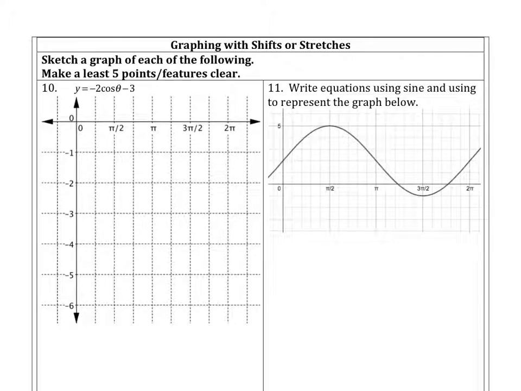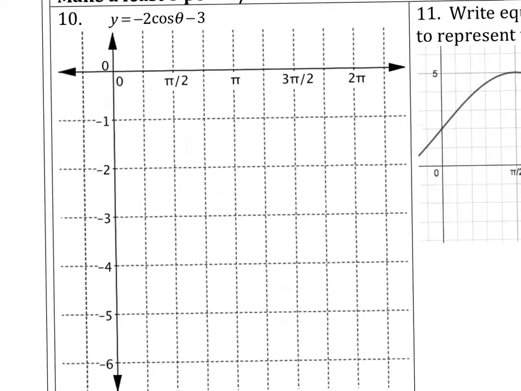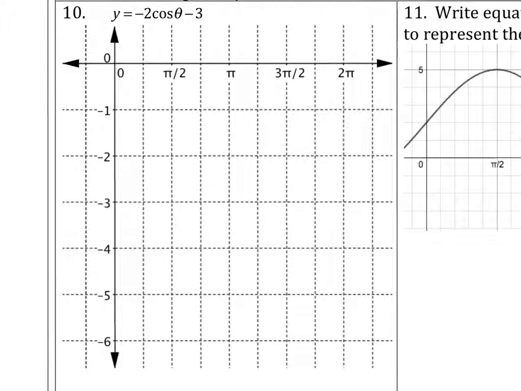Next up, we got some graphing stuff. All right. Looking at negative 2 cosine theta minus 3. I'm going to graph this using the same method I always do. And I'm going to start off by finding my midline. So midline is going to be minus 3. So I'm going to draw my midline.